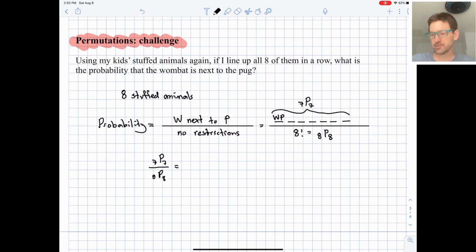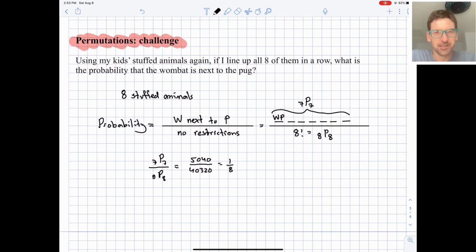But let's just use our calculator. That's 5,040 divided by 40,320. And that reduces down to 1/8. Okay, so there's 1/8, there's 1 in 8 ways for the wombat to be next to the pug.